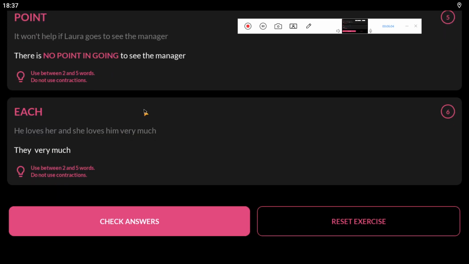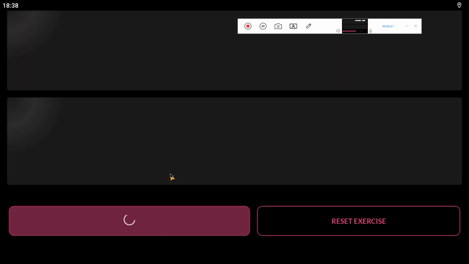And finally, the last one we have as the keyword "each". He loves her and she loves him very much. So they love each other, right? Yes, they love each other. Perfect. Each other. So let's check.